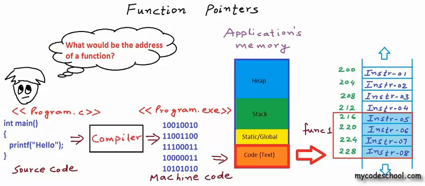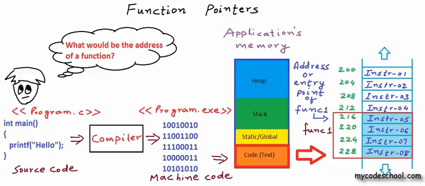The address of a function, what we also call entry point of a function, will be the address of the first instruction in the function. In this example here, address of function 1 is 216. A function call in machine language will basically be an instruction to jump to entry point of some function, to jump to first instruction in a function.